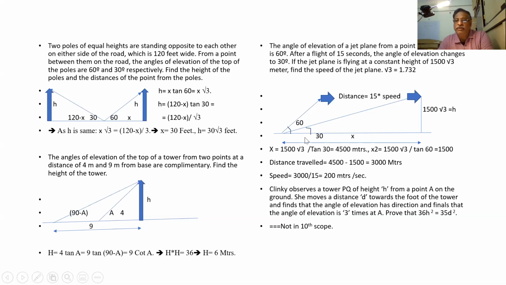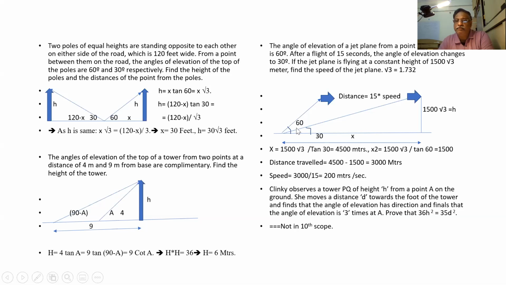So I first have to find out x, then divide by time. What is this x? X is equal to this total distance minus this initial distance. Suppose I write total x. Tan 30 is equal to 1500 root 3 by total x. So x is equal to 1500 root 3 by tan 30. Tan 30 is 1 by root 3, so it is 1500 into 3, which becomes 4500 meters.